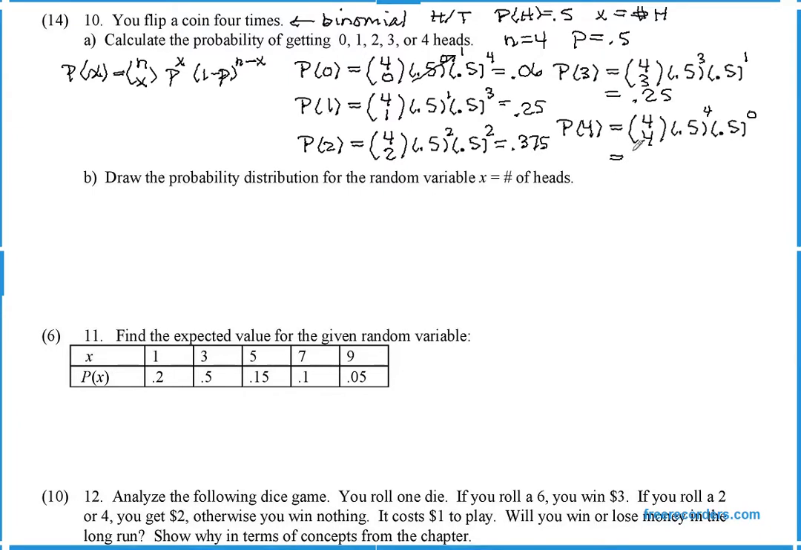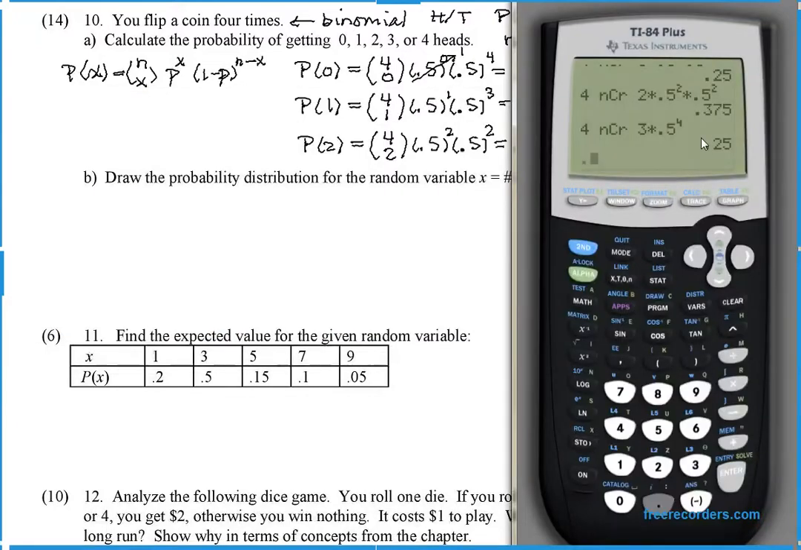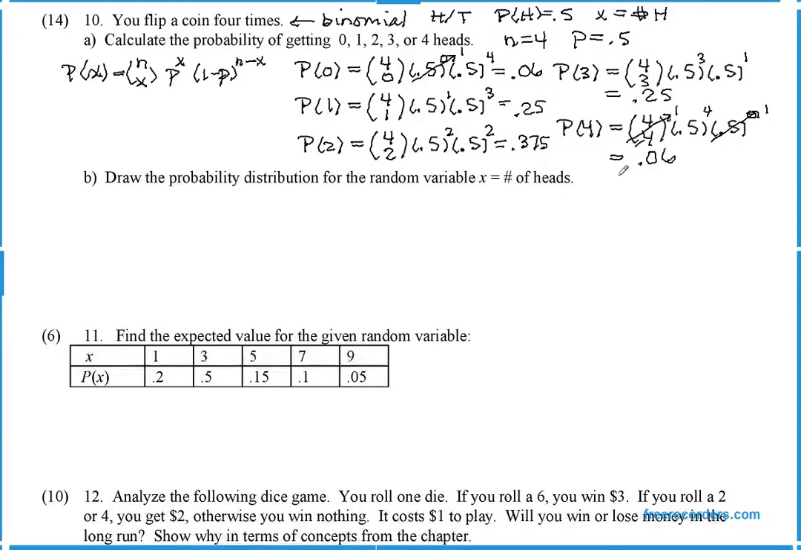And then 4 choose 4, that's going to be equal to 1. And then 0.5 to the 0 power is equal to 1. This is just 0.5 to the fourth again, which is what we got for a probability of 0. That's 0.06. And then if you add all these guys up, they should add up to approximately 1. So if we do 0.06 plus 0.25 plus 0.375 plus 0.25 plus 0.06 again, we get 0.995, pretty close to 100%. So that's a double check that you've done everything right. So these are the probabilities for all the values of this random variable, which is number of heads.